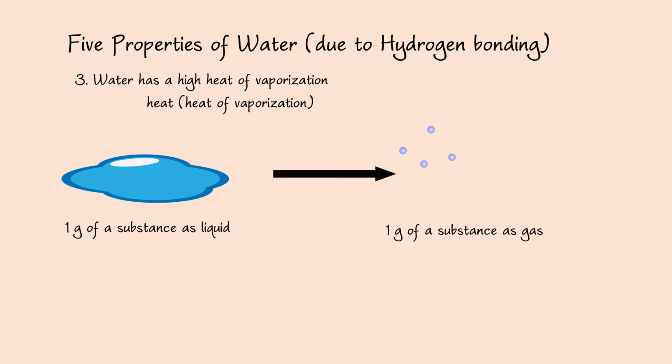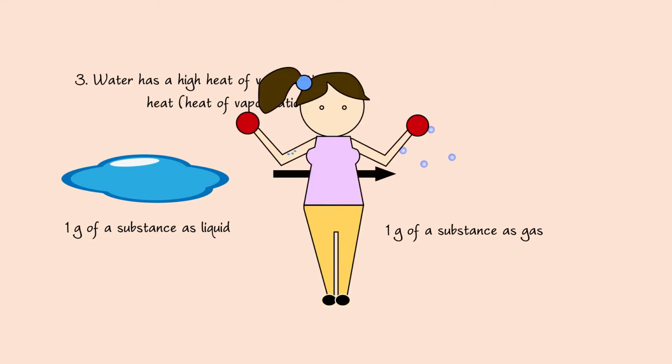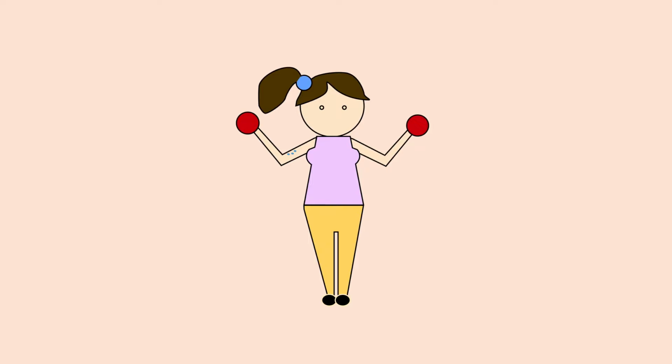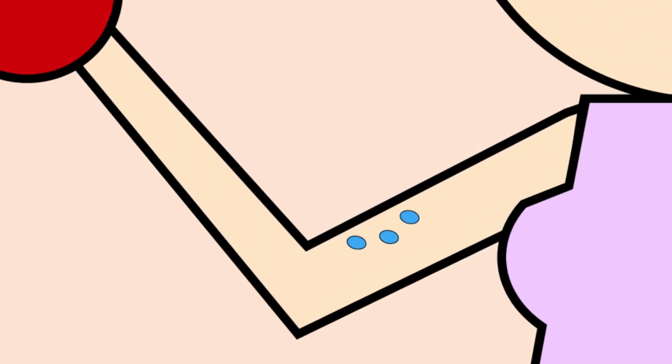Let's see how a high heat of vaporization is important to life. Suppose an athlete was exercising intensively. Here is a picture of her sweat-covered arm. Let's zoom in on her arm.